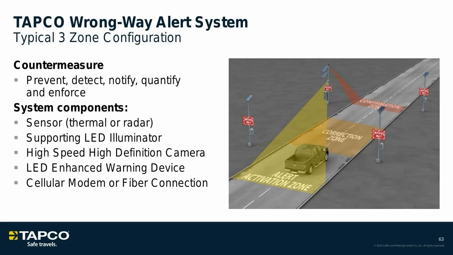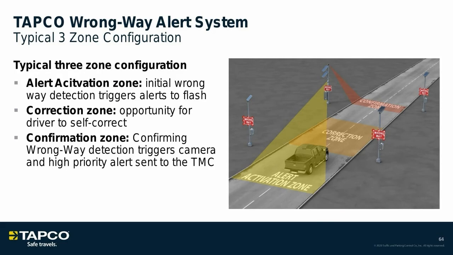We're utilizing either FLIR cameras, which are thermal traffic cameras, or radars to turn these systems on. Obviously, we utilize our LED illuminator, high-speed cameras, LED enhanced warning devices, and then the cell modem or fiber connection for that city to send those warnings back to the TMC or all the authorities that are involved in a potential wrong way accident. The three zones should trigger, turning all the flashing lights on, blinker signs, beacons, whatever it may be. The correction zone is to correct those vehicles and hopefully see them turn back down the ramp. And then the last, the confirmation zone, is when we send those alerts as that vehicle continues up the wrong way.